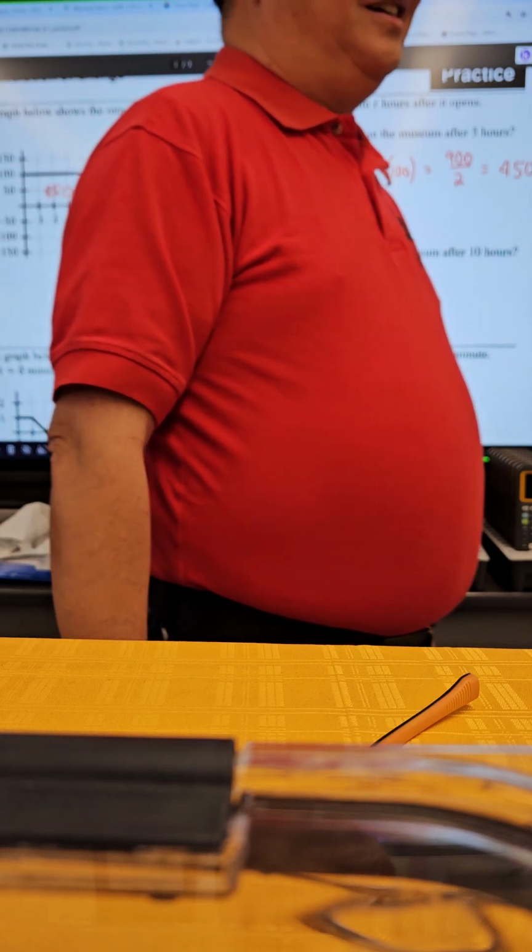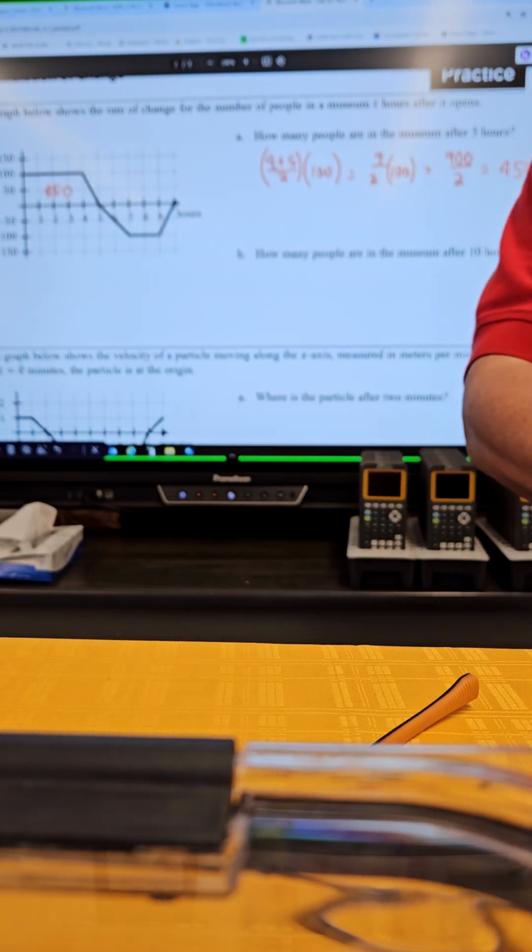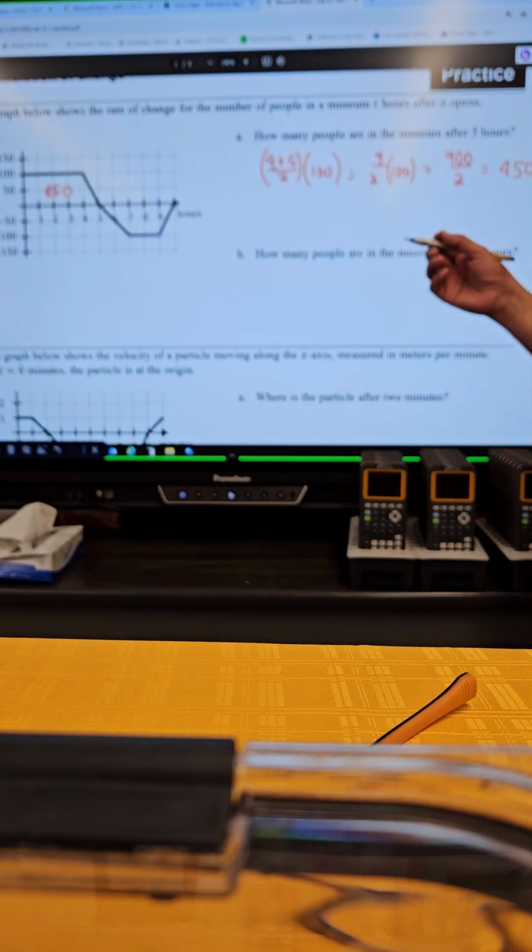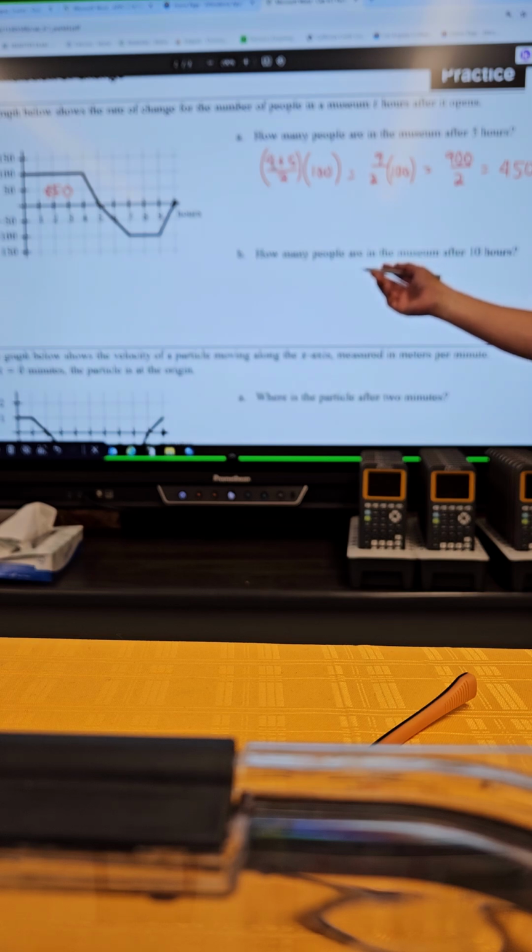This is the hardest topic right here. Any volunteer to do letter B? In the White House, how many people are in the museum after 10 hours? Sammy, go. Sam? Shall we give Sam a round of applause?